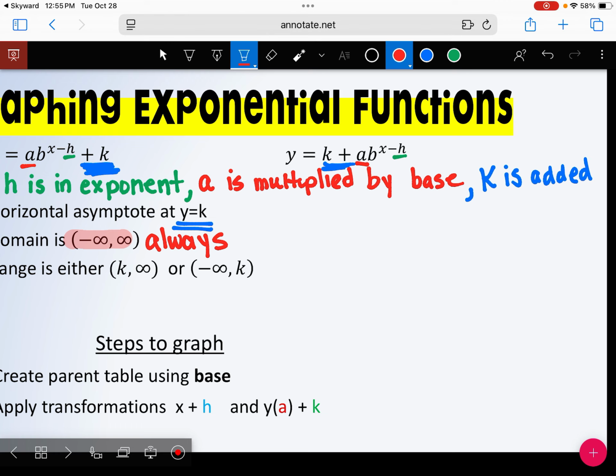Now the range will change based upon the a value. So if a is a positive number, then it's going to be k to infinity. But if a is a negative number, then it's going to be negative infinity to k.